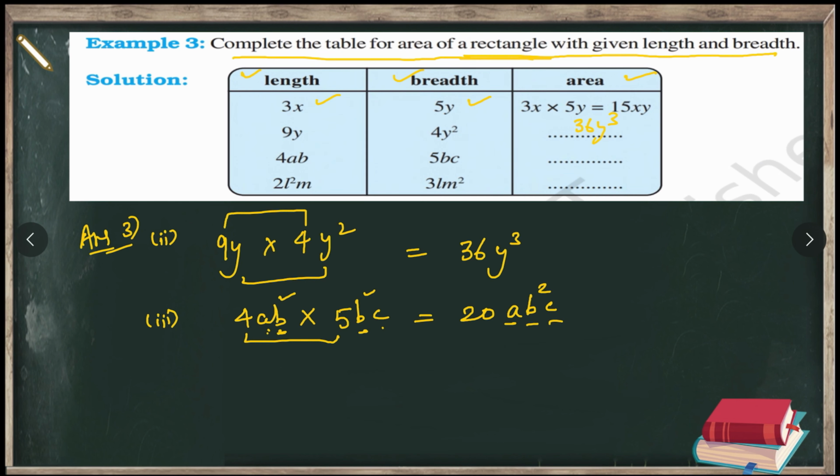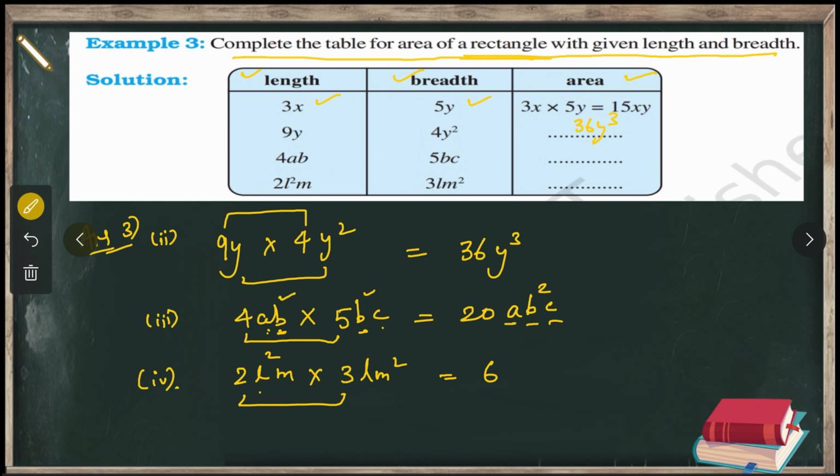Let's see the next one. Part 4 is 2l square m multiplied by 3l m square. Again, first multiply the constant numbers, that is 2 into 3 gives us 6. Then here we have l square, and in the other we have only l, so l square into l gives us l cube. In a similar way, m multiplied by m square gives us m cube. So the answer for this one is 6l cube m cube. You will write these answers here in your notebook.